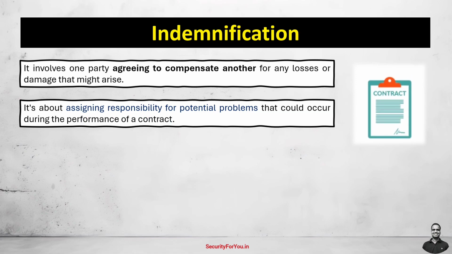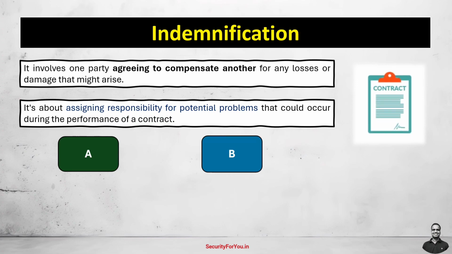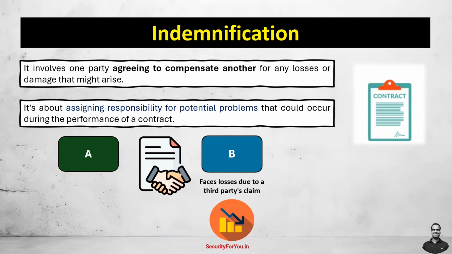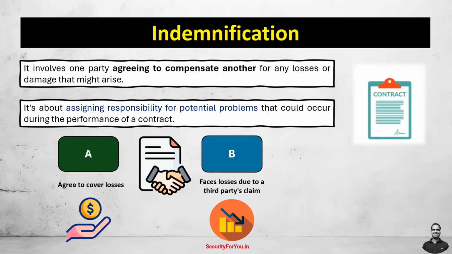For example, if party A and party B are in a contract and party B faces losses due to a third party's claim related to the contract, party A might agree to cover those losses.